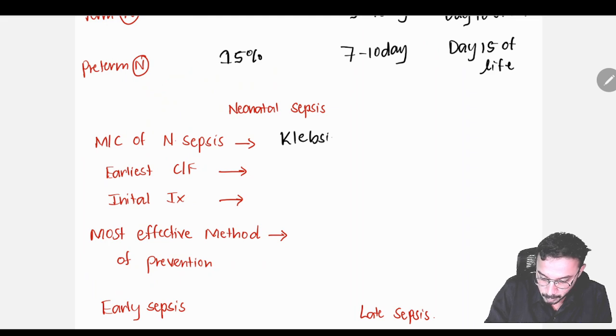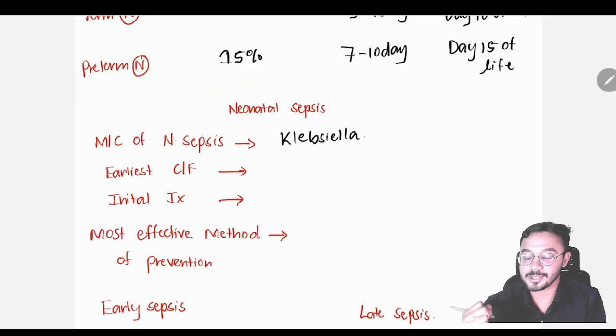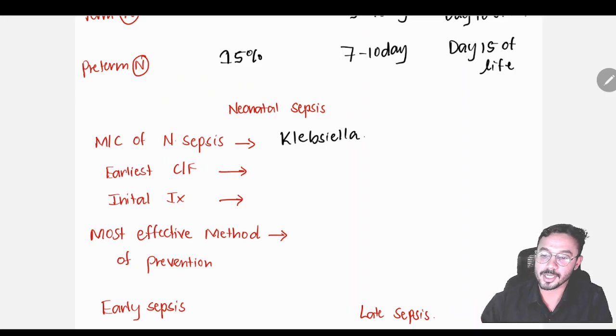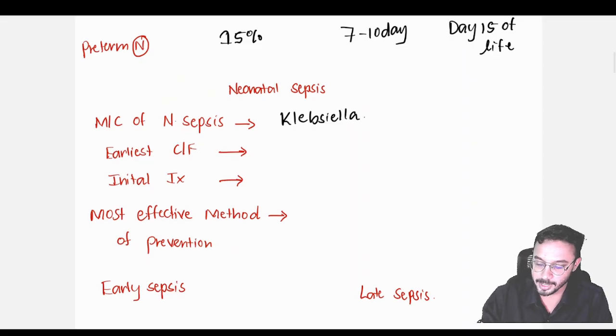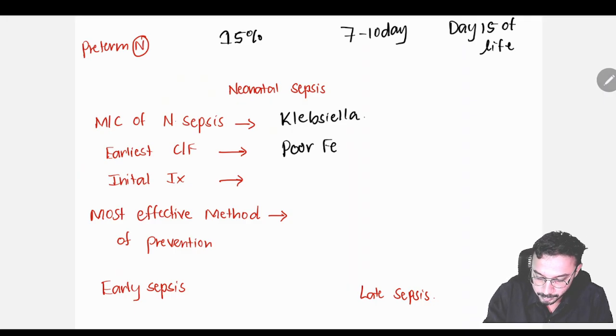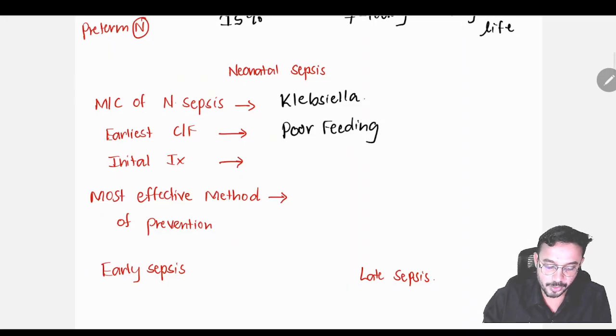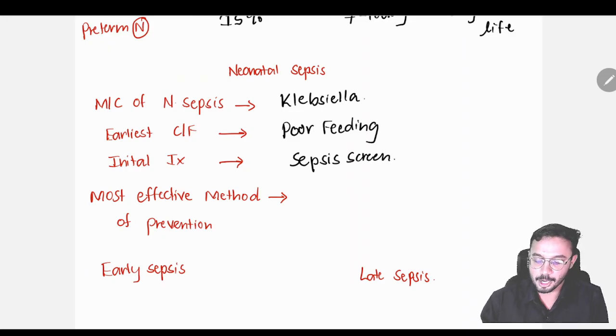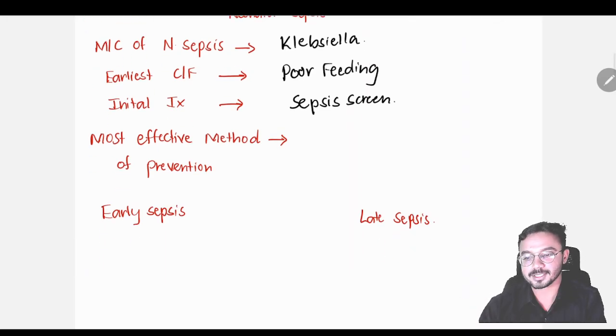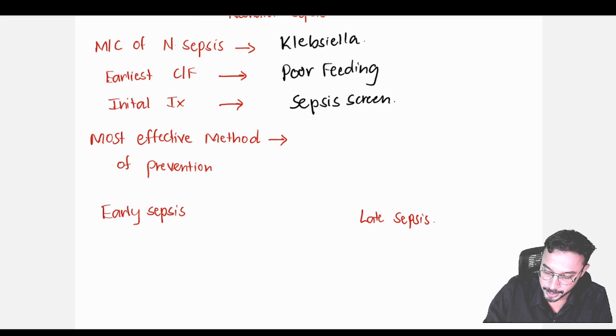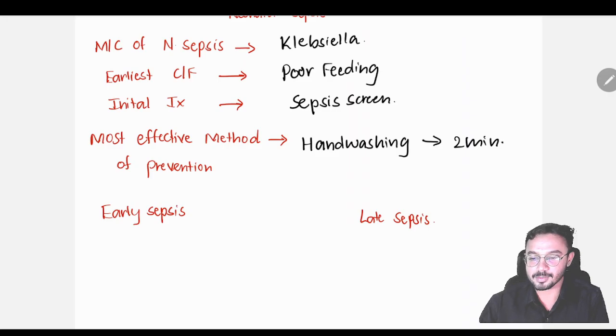Klebsiella, okay. And what is the earliest feature if the baby has neonatal sepsis? The earliest feature you will notice is that the baby will not eat properly, or poor feeding. And the initial investigation you are going to do is sepsis screening. And what is the most effective method to prevent neonatal sepsis? Very, very important, that is hand washing. Hand washing for how long? Until 2 minutes. This is about neonatal sepsis.